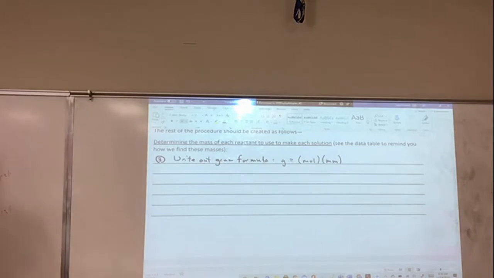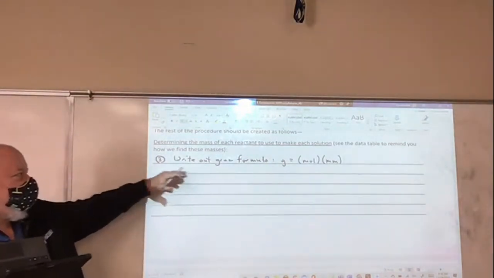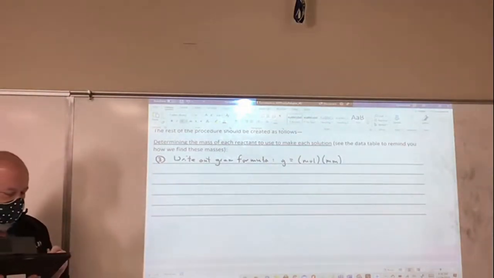Okay, a lot of you, and I was this way as well, unless somebody explicitly said, do this, I wouldn't know how to start doing this, right? So write out the gram formula. This is what we're talking about here by a procedure. Write out the gram formula.